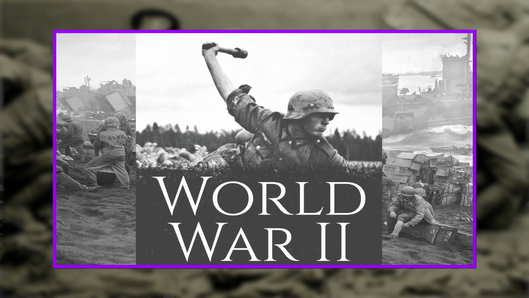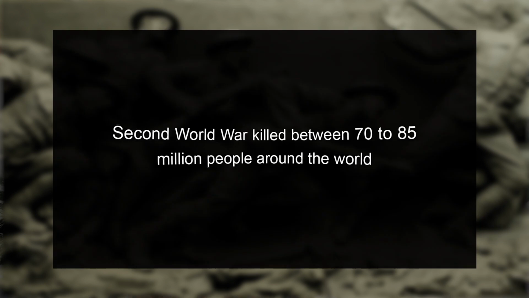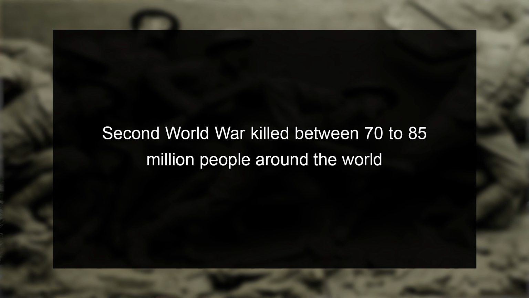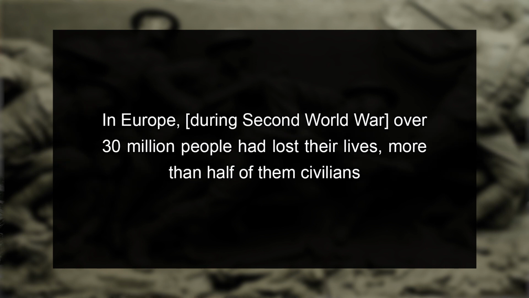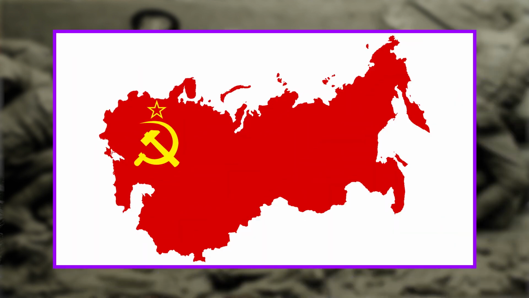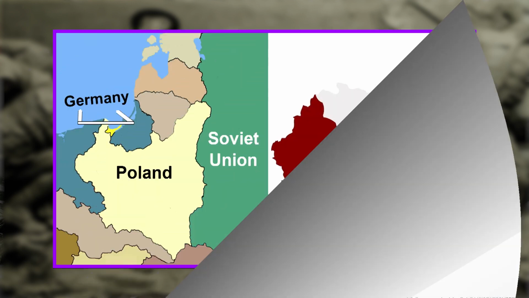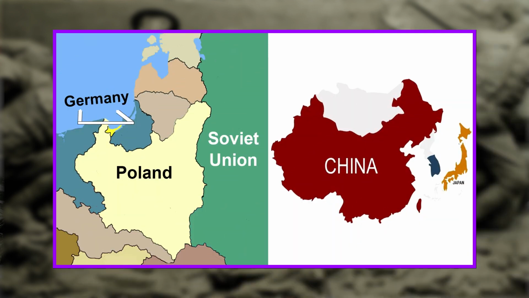With the conclusion of the Second World War, the Allies celebrated victory, but soon the costs of the war began to emerge. The war killed between 70 to 85 million people around the world. In Europe, over 30 million people had lost their lives, more than half of them civilians. The Soviet Union suffered the worst casualties, with more than 20 million dead. Germany, parts of Poland, the Soviet Union, Japan, China, and other countries lay in ruins.